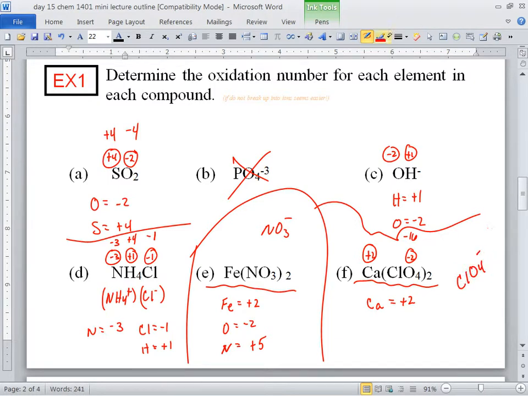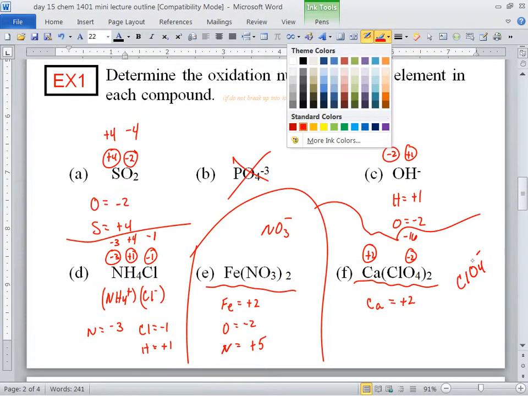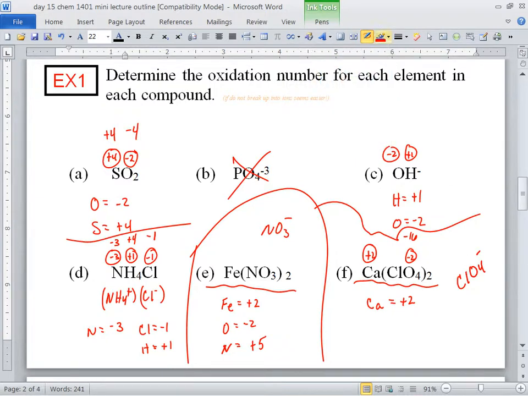So if we do it the easy way, this would be a -2. 4 times -2 is -8. Chlorine would have to be a +7. Okay. Because 7 and -8 would give you -1. But either way you do it, it would have to work out that way.